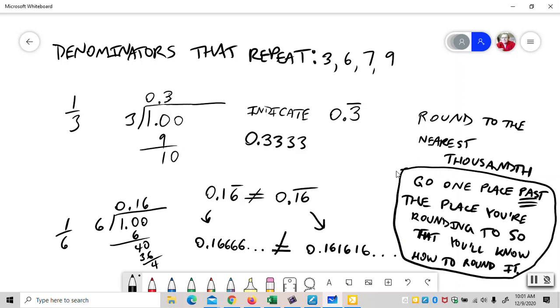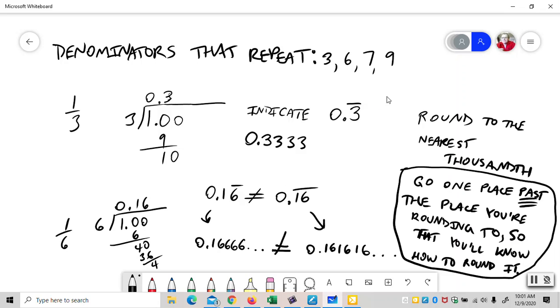So I'll give you a few seconds to put that in your notes if you want to. Go one place past the place you're rounding to, comma, so that you'll know how to round it.